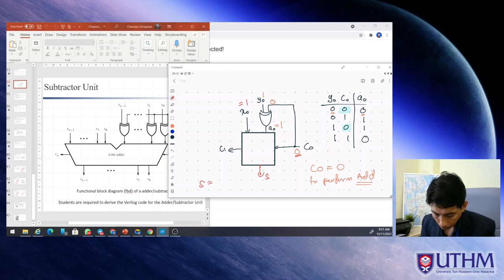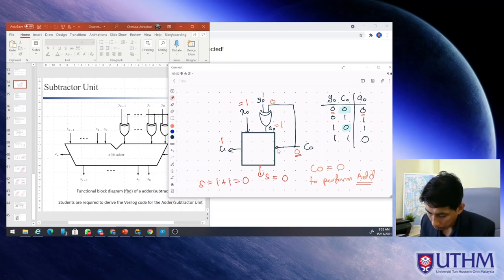What happens is that the output here S will be equal to X0 plus Y0, 1 plus 1. So S should be equal to 0 and C1 should be equal to 1. So this is add, right? Because the input for the adder here is actually the same as this one. And remember, if we have this 0, it means that this is add.